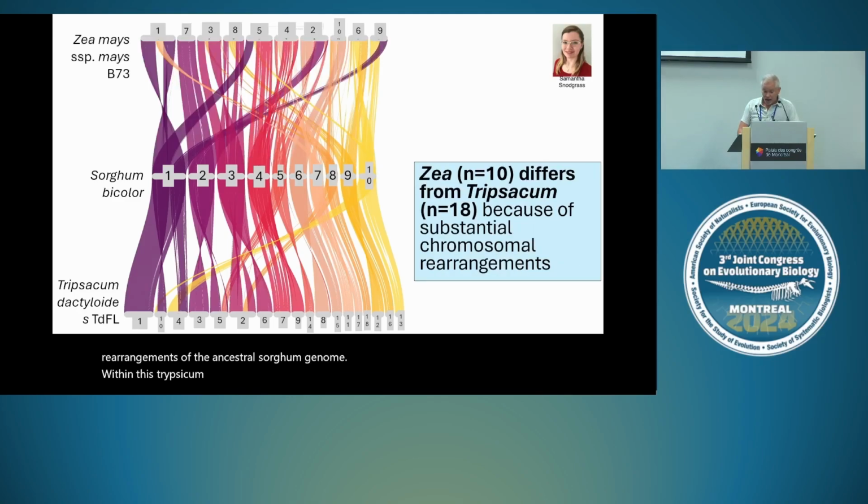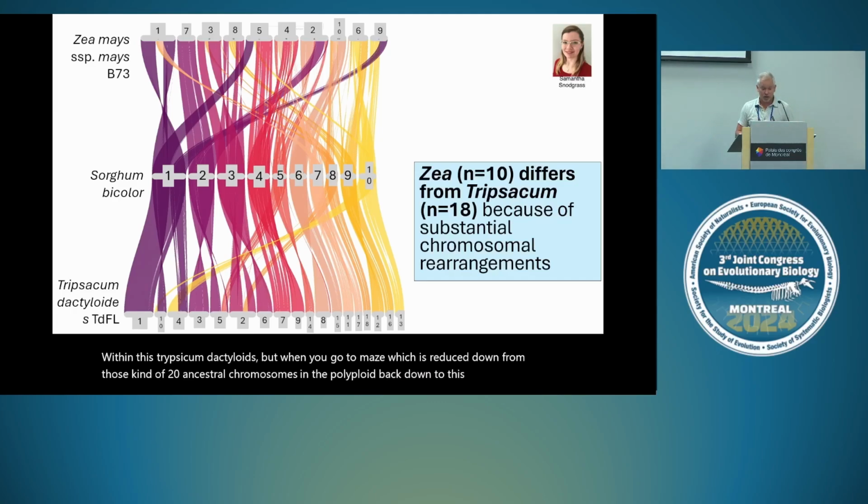dactyloides. But when you go to maize, which is reduced down from those 20 ancestral chromosomes in the polyploid back down to this 10 ancestral chromosomal number, you see these complex patterns of fissions and fusions, really dramatic rearrangements within the Zea genomes, all the different Zea species, that's happened just over the last 650,000 years.